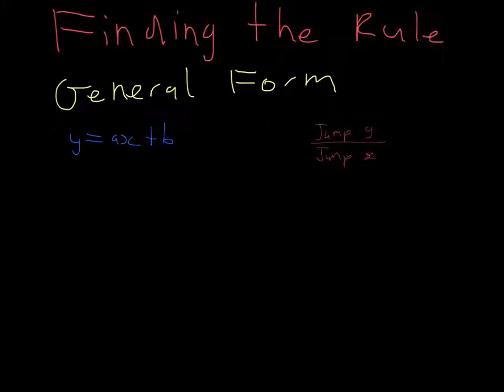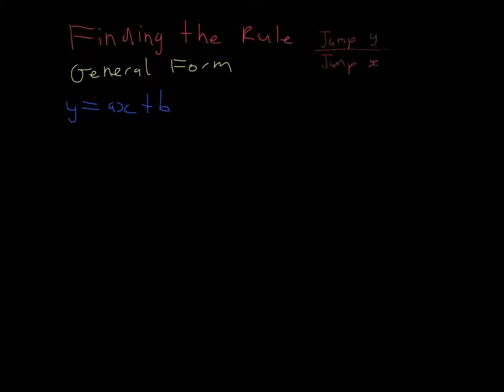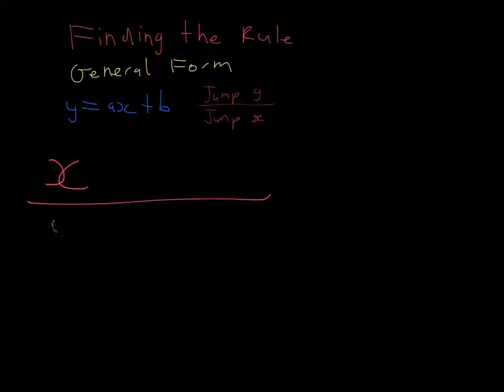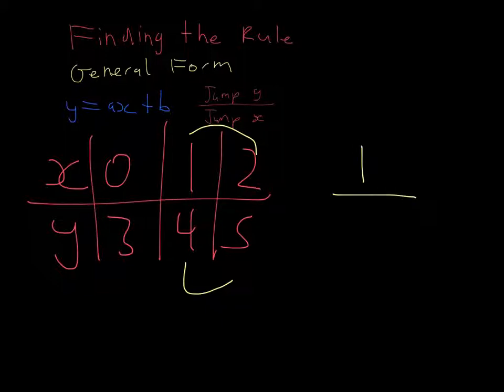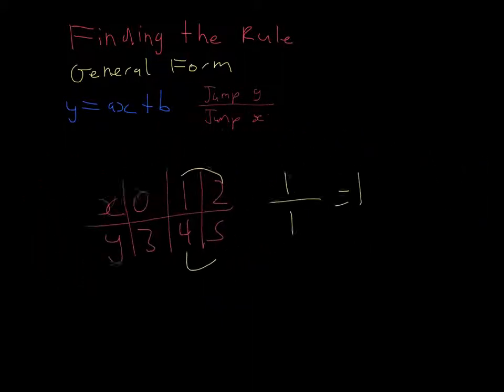Okay. So put an example up now. So x and y, so 0, 1, and 2. So this 3, 4, and 5. So jump of y over jump of x. Let's just choose two numbers from here, 4 and 5, and you have to go straight up to 1 and 2. So jump of y, which is 1. So jump is pretty much a difference, and jump of x is 1 as well. So that equals 1. So now we know what a is.